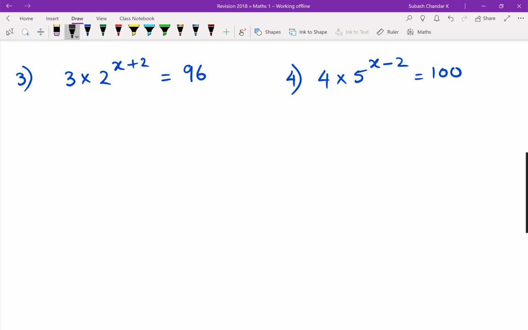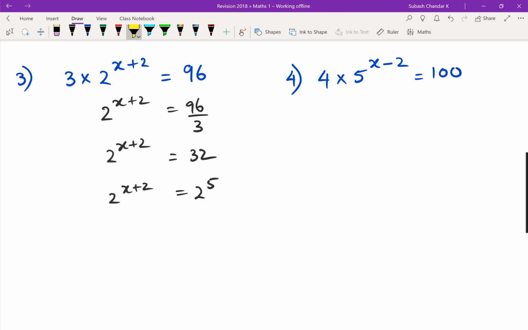All of you did the right first step. You did 2 to the power of x plus 2 equals 96 divided by 3. The next step is 2 to the power of x plus 2 equals 32. That's fine as well. But here's the thing. You know that 32 can be written as 2 to the power of 5. So what you can say is that the power on this side is equal to the power on this side. Because of that, you can say x plus 2 is equal to 5, which means x is equal to 3.